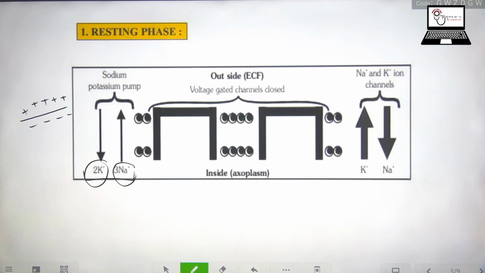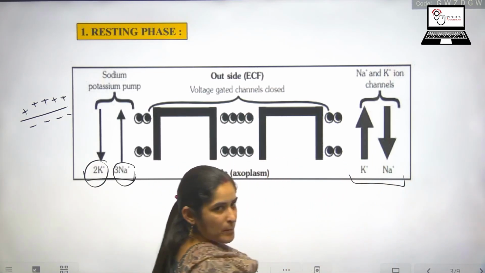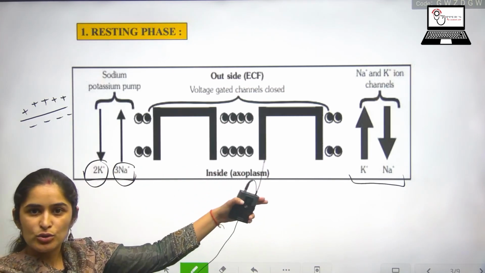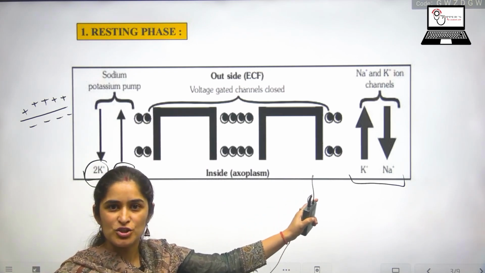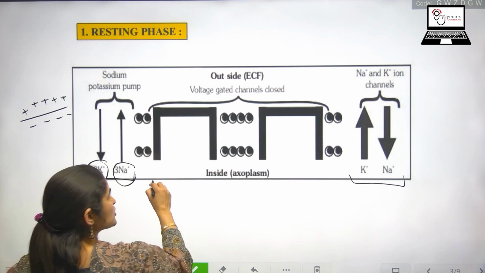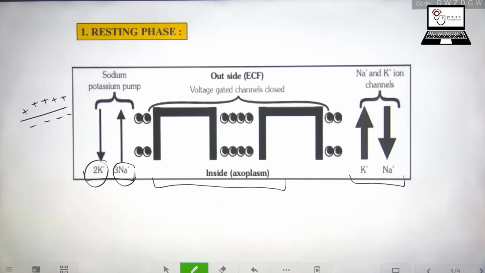In the resting state, sodium-potassium ion channels also open, which means the ions will move due to the difference in concentration of different ions across the membrane. And here, the voltage-gated channels are closed in this condition, that is, the resting state.